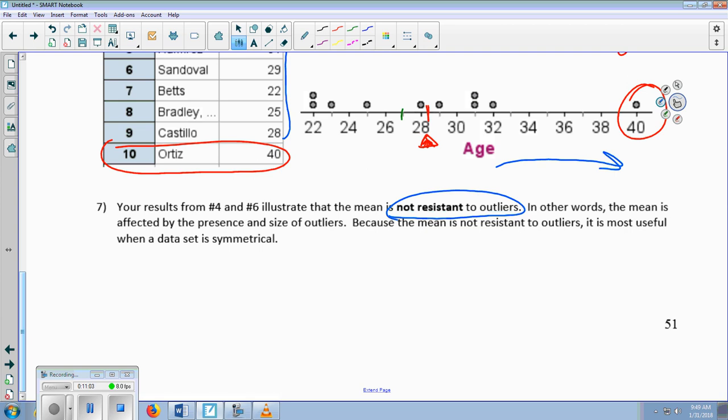So the mean is not useful as a measure of center when you have skewed data or outliers in your data set. It is most useful, and this is important, that's why we're always going to look at our data set first, when your data is symmetric. So if you have symmetric data, then the correct type of center measure that you want to use will be your mean. That's when your data is symmetrical.